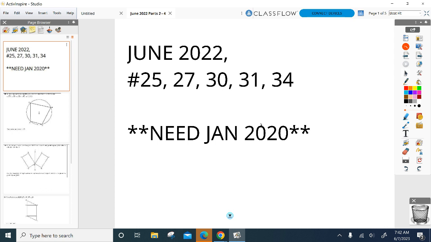Okay, everyone good? Ready to go? And then make sure you have January 2020 in class tomorrow for it. Print it out. All right, first one today. We're going to go to the part 2, 3s, and 4s today. So show your own work now.